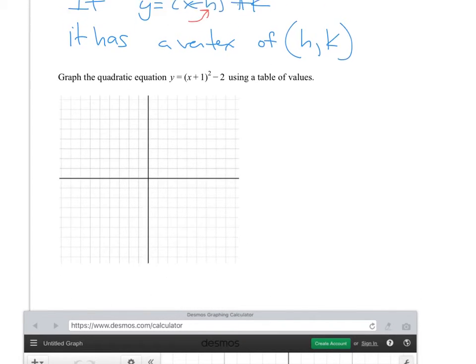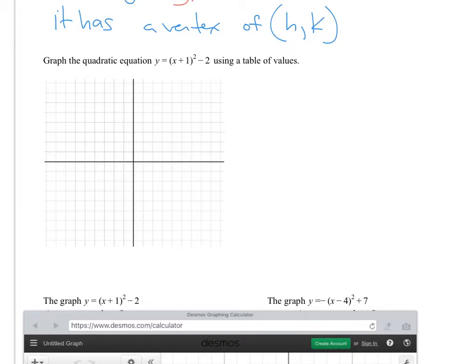So let's look at an example of how we could graph with this. How do we graph the quadratic equation y equals (x plus 1) squared minus 2 using a table of values? Well, the nice thing is I can find the vertex really easily. Because it's in this vertex form, the x part of the vertex is just the opposite of this number. It's plus 1, so it'll actually be minus 1. And the y value of the vertex is always this number. It's the k, so it's minus 2. So right away, negative 1, negative 2, I have my vertex. I also have my axis of symmetry.